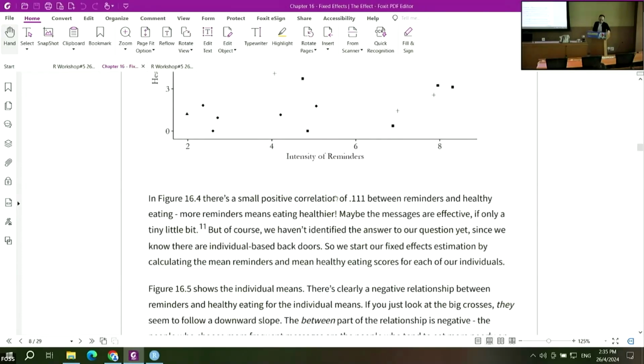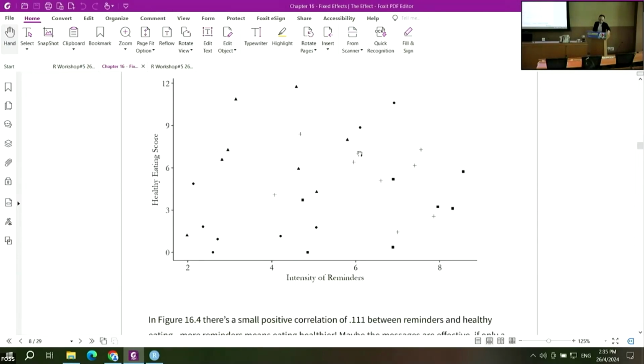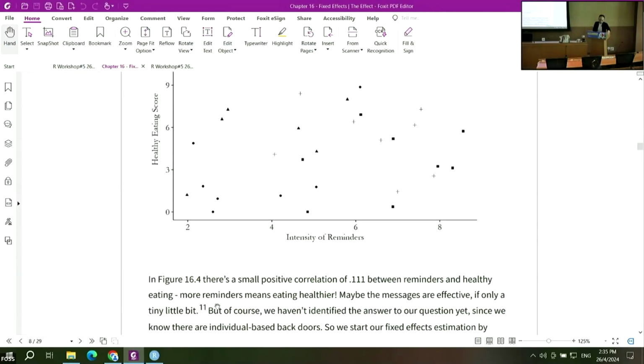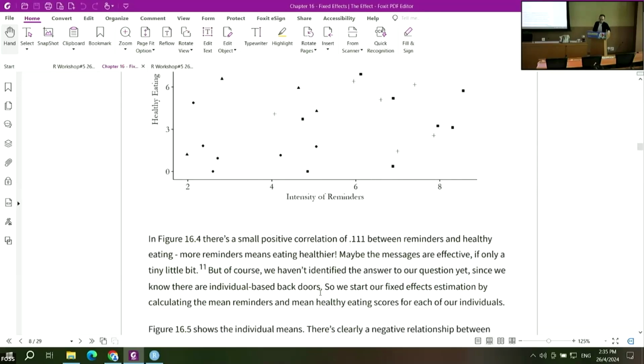There's a small positive correlation, as we can probably identify, between reminders and healthy eating: the more reminders you get, the higher the healthy eating score. That's the observational result. More reminders means eating healthier, so maybe the messages are effective, if only a tiny bit. But of course, we haven't answered our question yet, since we know there are individual-based backdoors. People may do things very differently.